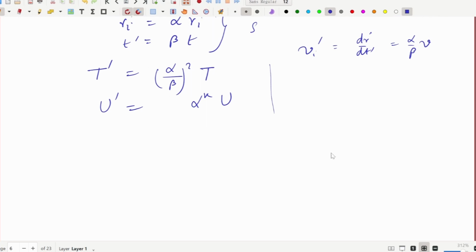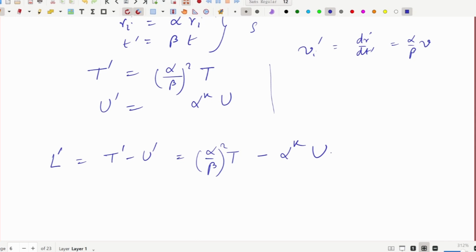So, how will your Lagrangian transform? L prime is T prime minus u prime. So, it will be (alpha by beta) whole square times T minus alpha to the power k times u. It is very simple.